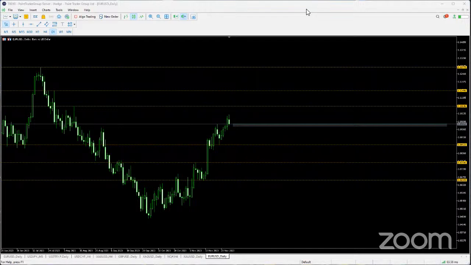Let's move to what we call trend lines. Trend lines are tools that can be used the same way as support and resistance, but they have a slope, they have a direction. Let me go back to my whiteboard.